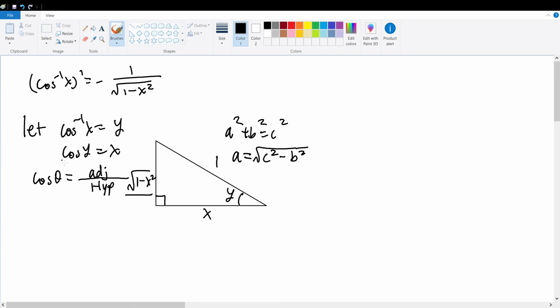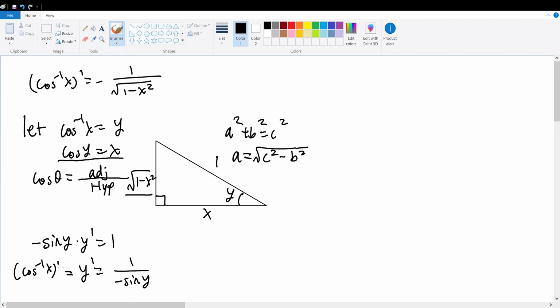And now what we can do is take the derivative on both sides of the equation cosine of y is equal to x to obtain negative sine y times y prime is equal to 1. To rearrange this equation, we get y prime is equal to 1 over negative sine of y, which is also equal to the derivative for the inverse of cosine function. And the reason for this is because we previously assumed the inverse of cosine x is equal to y. Therefore, if we take the derivative on both sides, y prime will be equal to the derivative of the inverse of cosine x, hence making this equation true.